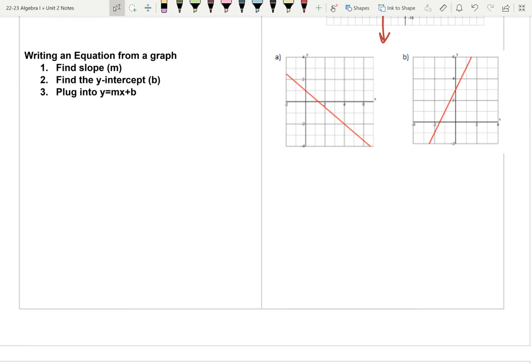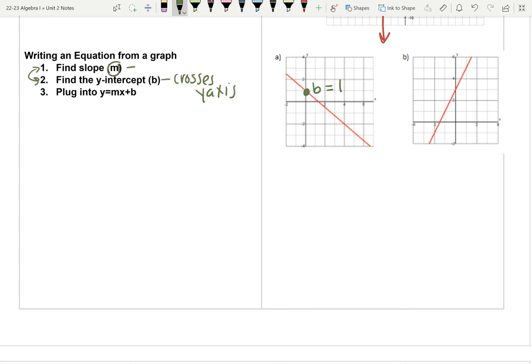The next part is making an equation given a graph. So we have to find the slope and the y-intercept. Steps 1 and 2 are kind of interchangeable, but I think it's easier to find the b first. So I'm going to go to my graph and just look for where it crosses the y-axis. On my first one, my b is going to be 1 because that's where it crosses the y-axis.